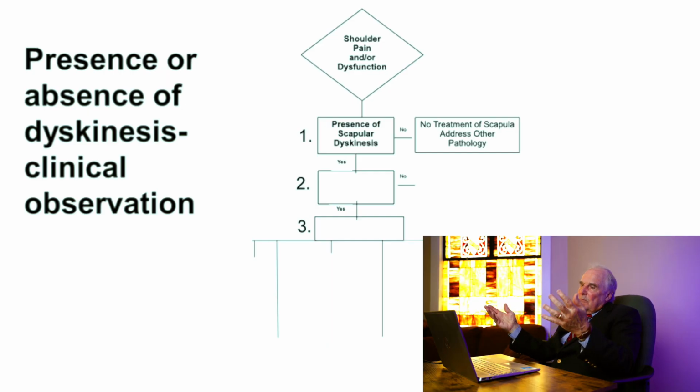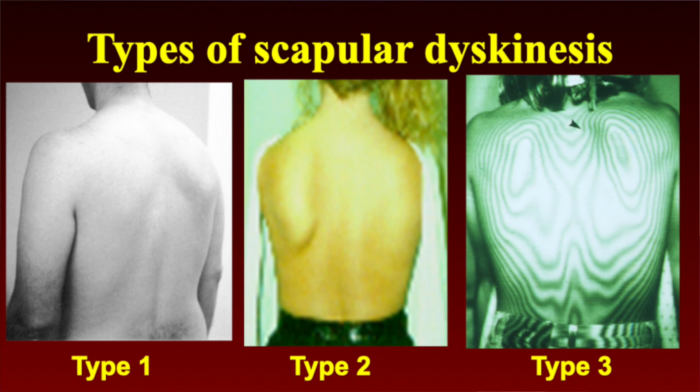First of all, number one, presence or absence of dyskinesis. This is where you do clinical observation. If it's positive, you go to the next step. Negative, then there's something else wrong. Now, it turns out that there are three basic types that tend to interrelate, but we found with the model that they have different reasons for appearing.